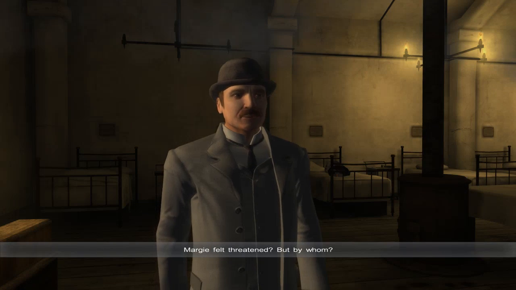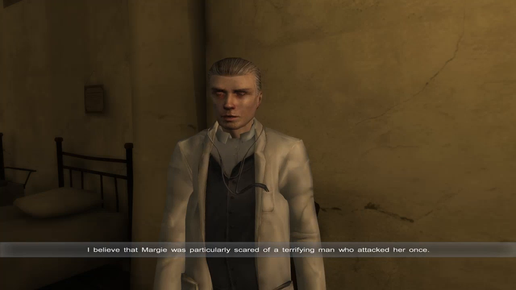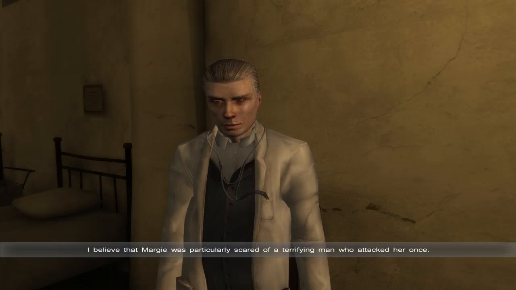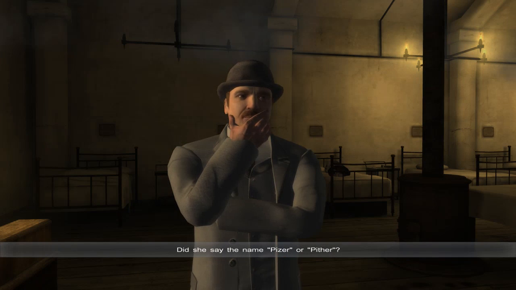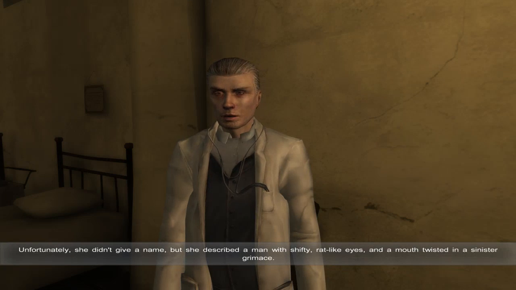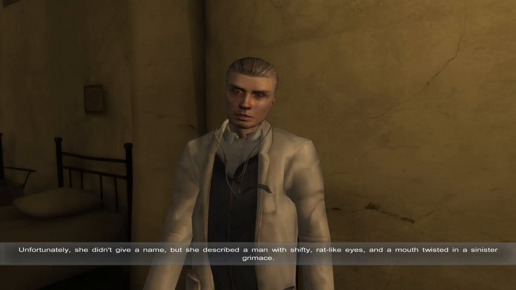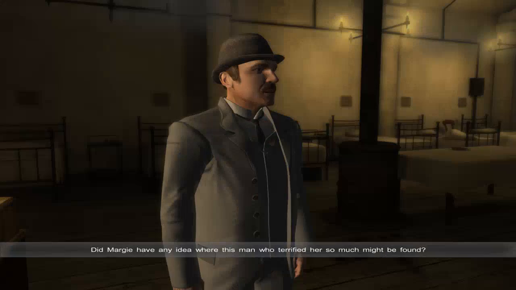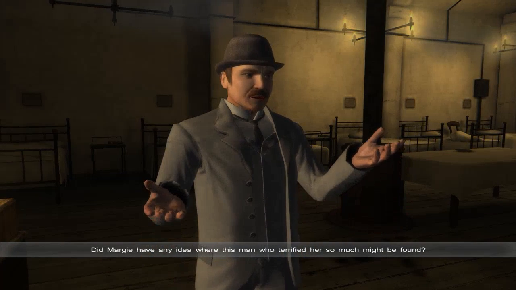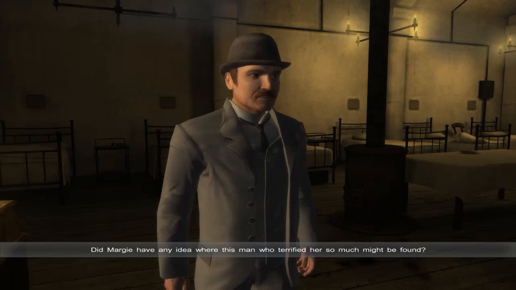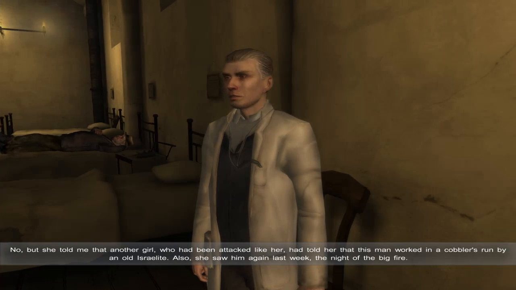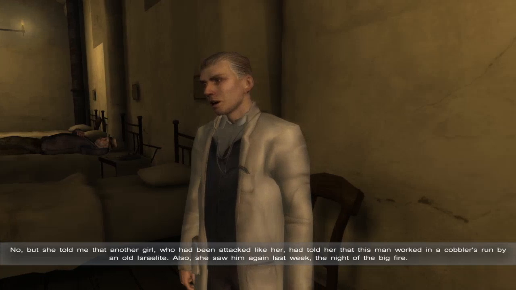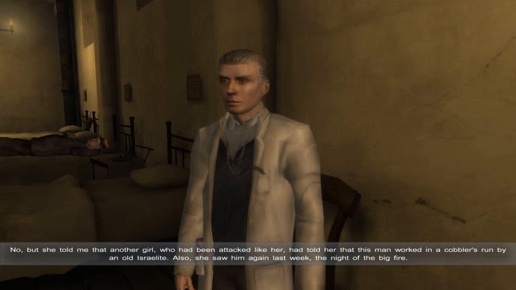Margie felt threatened? But by whom? I believe that Margie was particularly scared of a terrifying man who attacked her once. Did she say the name Pizer or Pyther? Unfortunately, she didn't give a name, but she described a man with shifty, rat-like eyes. Did Margie have any idea where this man who terrified her so much might be found? No, but she told me that another girl who'd been attacked like her had told her that this man worked in a cobbler's run by an old Israeli.